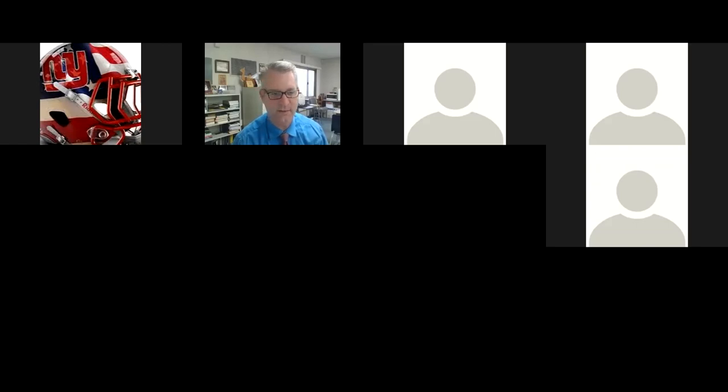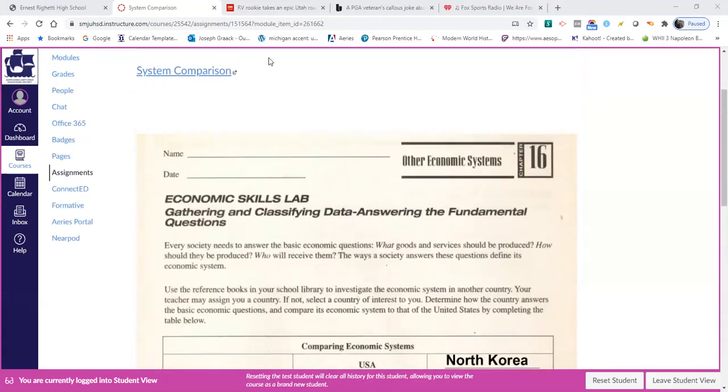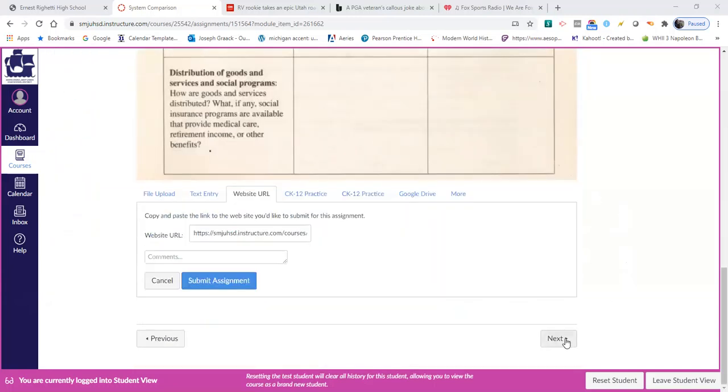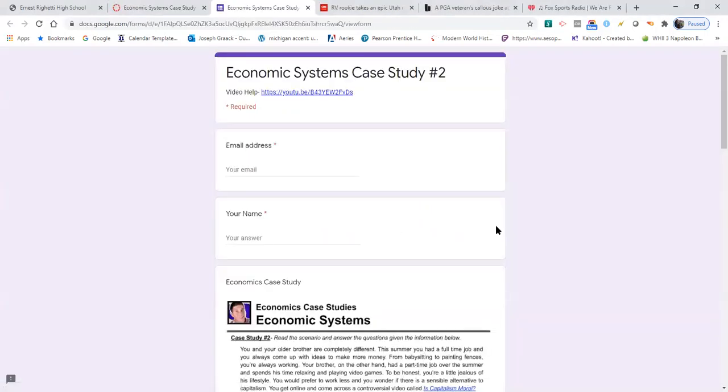Lastly, then, so we'll get you out of here. Once that's submitted, and you guys had that, which was fine, and turn that in. All right. And then the only thing you need to do between now and the time that we meet next Tuesday is this case study. So when you click on this, it's going to be the same process that you had before. There is a video here that you can watch that will help you in terms of economic systems.